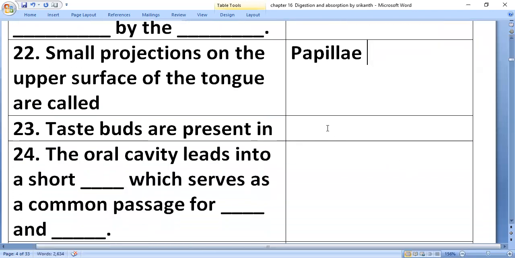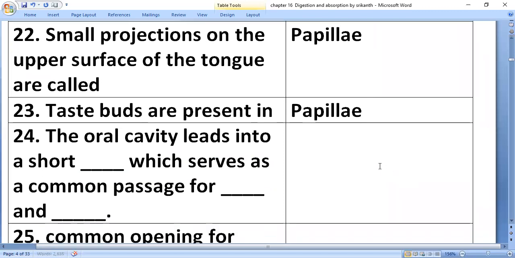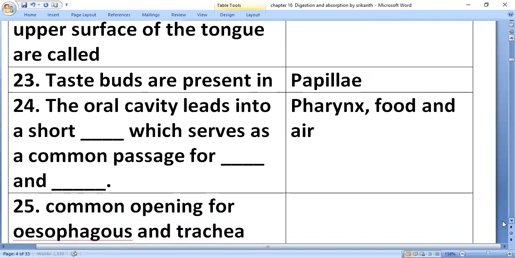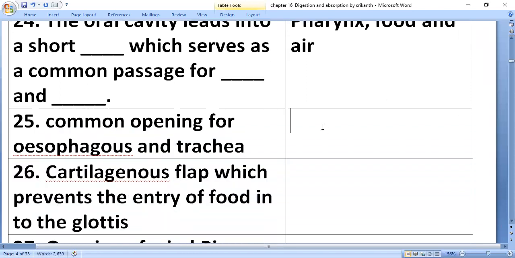Taste buds are present in papillae. The oral cavity leads into a short pharynx, which serves as a common passage for food and air. The common opening for esophagus and trachea is the pharynx.